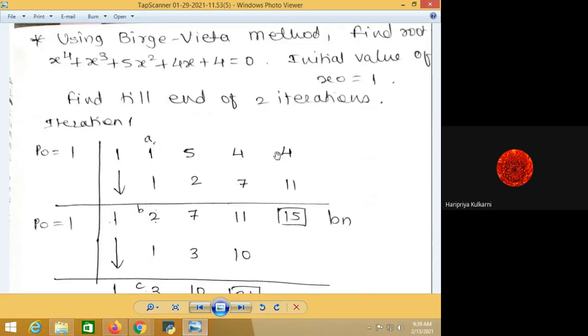The initial approximation is 1, so p0 is 1. Let us solve with the synthetic division that we have studied in the last video. So this A0 is as it is. These are the B terms, these are the A terms, this is the initial approximation, and these are the C terms.